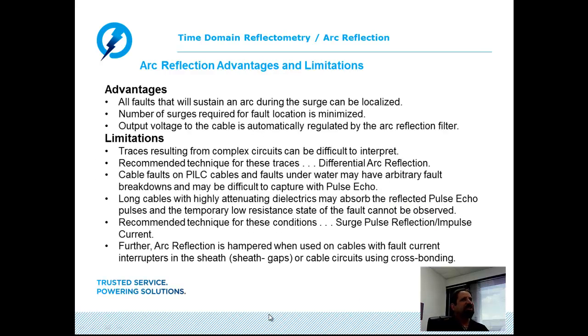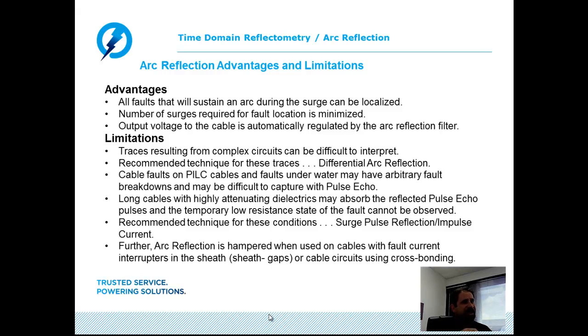Now, the advantage of the arc reflection technique is any fault that will sustain an arc during the thumper pulse can be localized using the arc reflection technique. Now, even though we are using a surge generator, we have significantly reduced the amount of stress that is traditionally associated with the thumping technique.